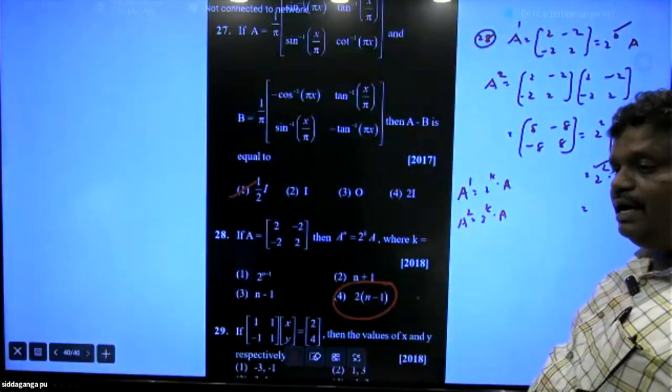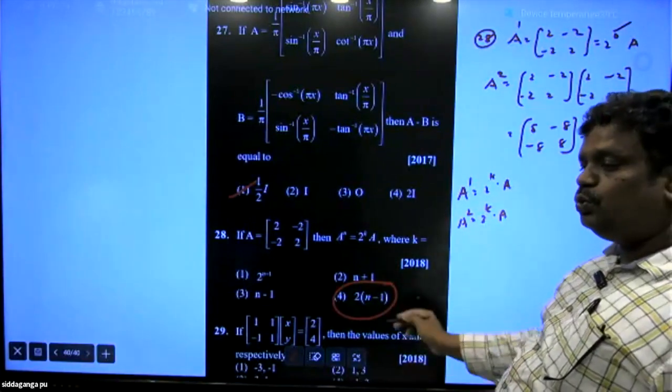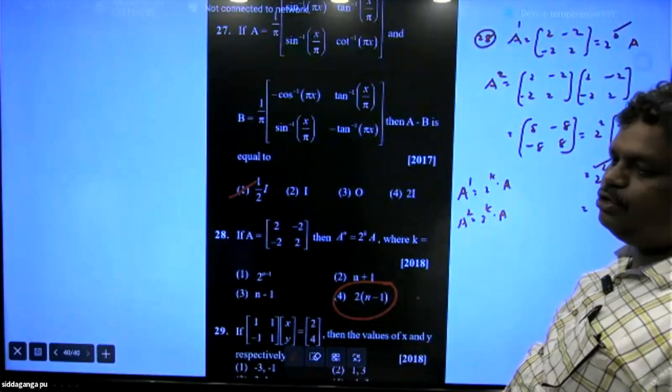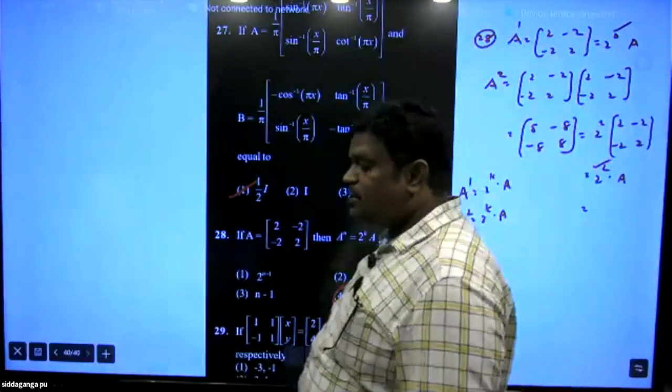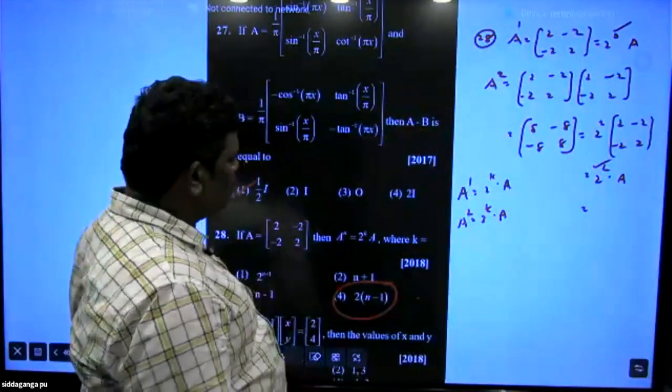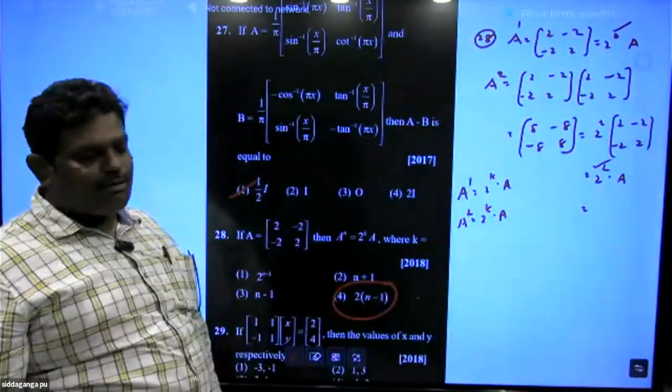Okay now, like that we can take 3: 3 minus 1 is 2, 2 into 2 is 4. When a cube, we can find 2 power 4 into a given. A cube is equal to 2 power 4 into a given. So that's why, from the general observation, we can identify this value. 2 into n minus 1 is the option.